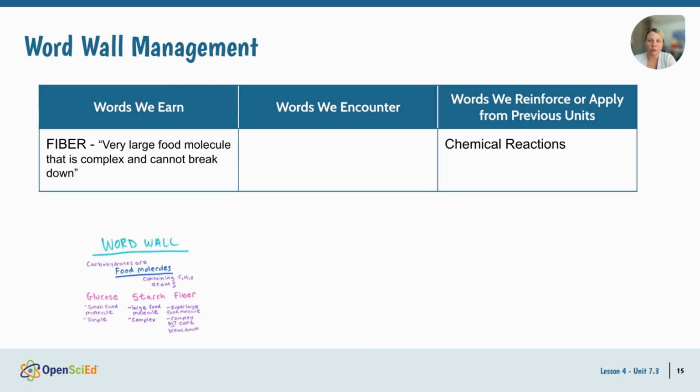Next, your students are going to earn the word fiber, and this could be added to your word wall right next to the words glucose and starch from the previous lesson. Another word that is reinforced and your students might be using at this point is chemical reactions. But like I said before, if they haven't brought it up yet, that's okay. They'll get to it in a future lesson.